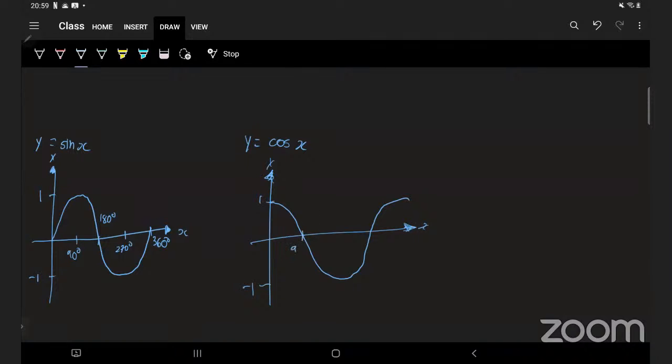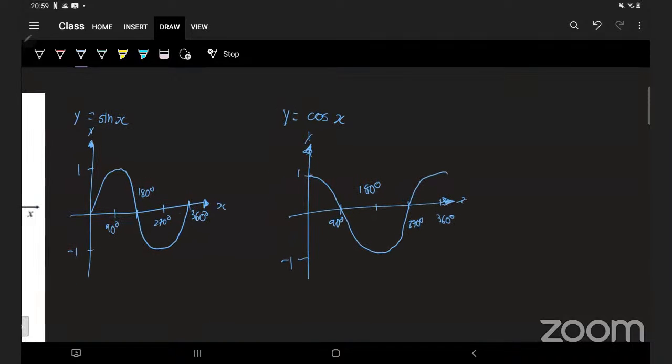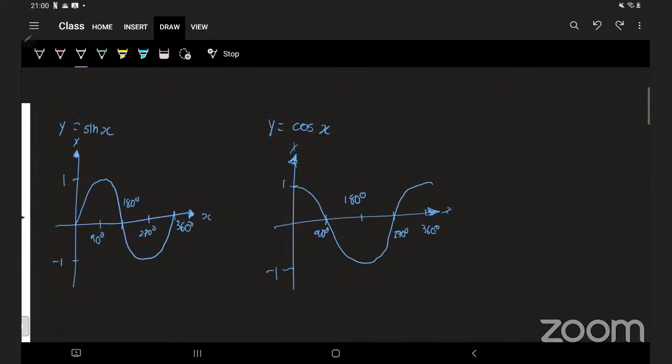So the 0 would be 90, and then this part will be 180, and then this part will be 270, and the final part here will be 360. So as we can see, the cosine graph is actually just the sine graph, but starting from here. Like if you extend the sine graph a bit over there, it's actually just the cosine graph again, but just extended. So yeah, that's something cool in relation to sine graphs and cosine graphs.